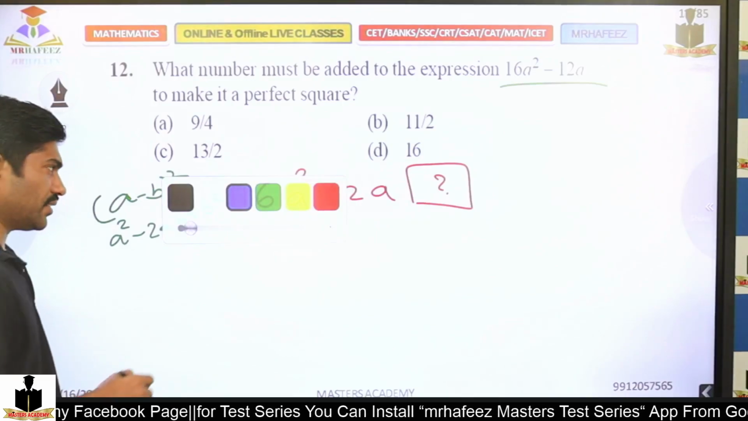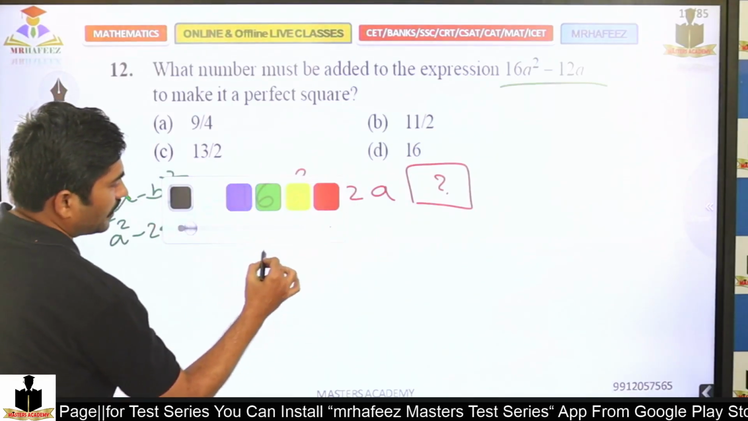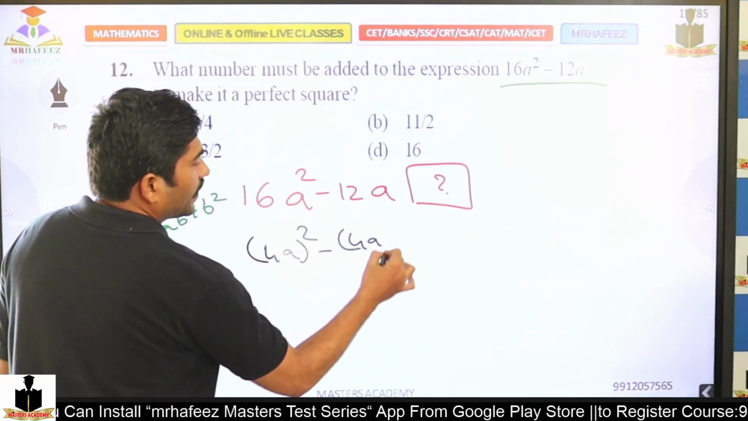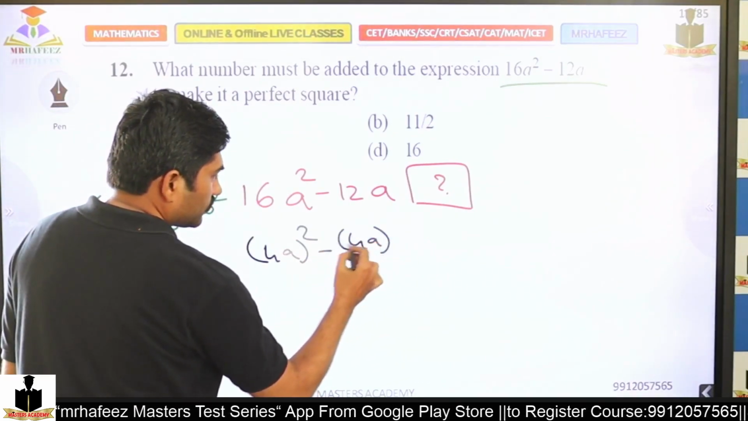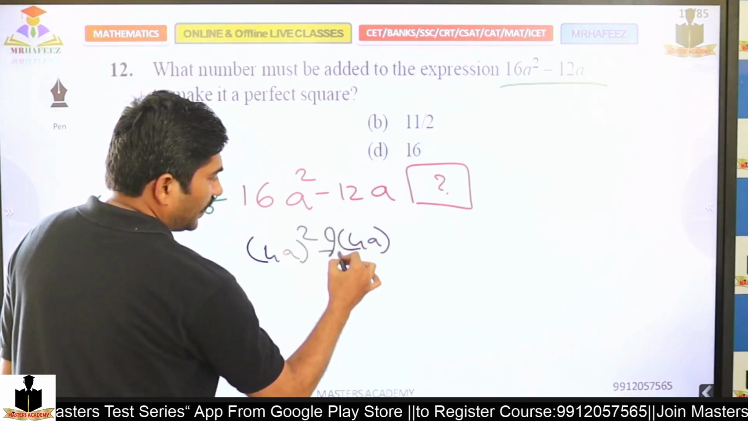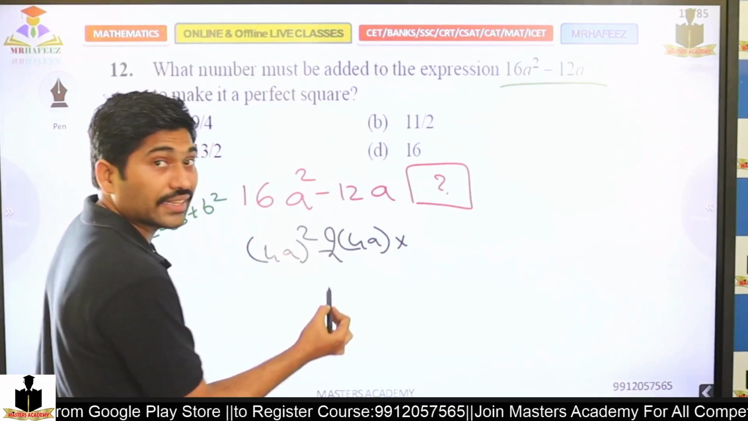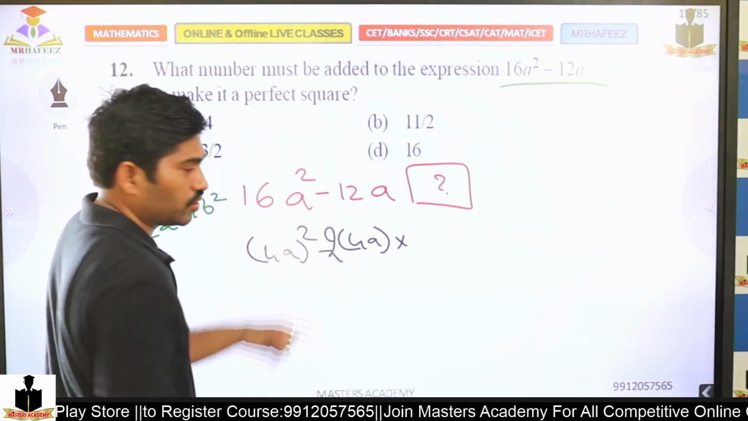If it is like that, I can write (4a) whole square minus 4a into 2ab. B is, 2 times 4 is 8. 8 how many times is 12? 3 by 2.